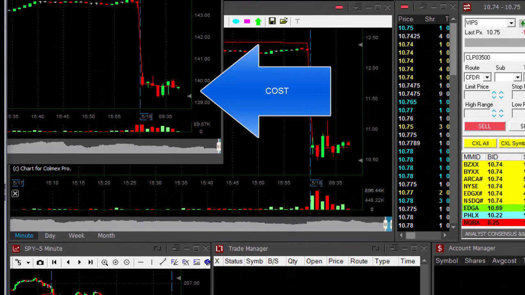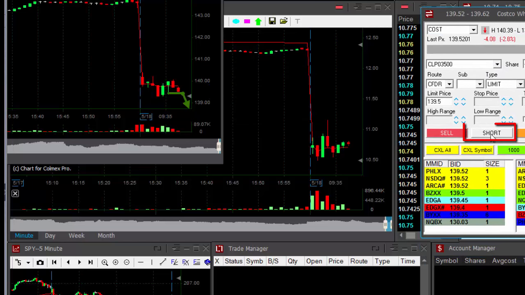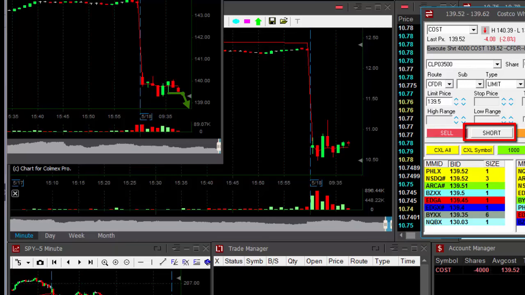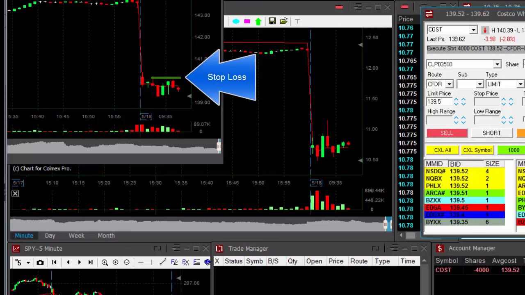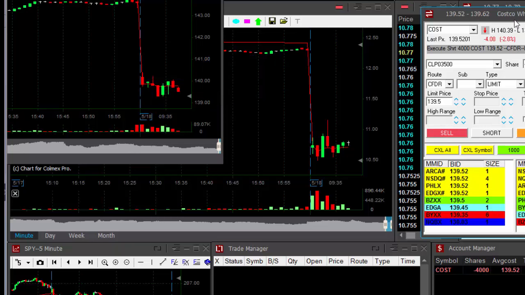Cost. Earlier I missed the first breakdown. Now I'm going to take this reversal right over. Okay, right here. Shorting, 4,000 shares, cost. Stop is approximately 40 cents. But it looks good.